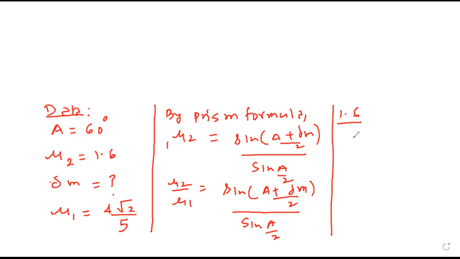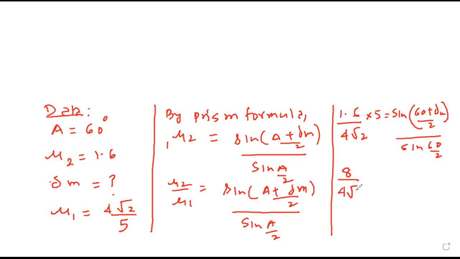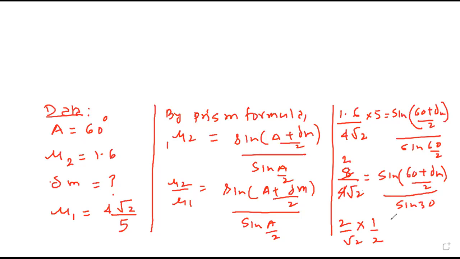1.6 upon 4√2 divided by 5, so it is into 5 in numerator, equal to sine of (60 plus delta M) upon 2 divided by sine 60 by 2. 1.6 into 5 is 8. So 8 upon 4√2 is sine of (60 plus delta M) upon 2 divided by sine 30. 2 upon √2 into sine 30, which is half, on the left hand side, equals sine of (60 plus delta M) upon 2. Please copy till this.